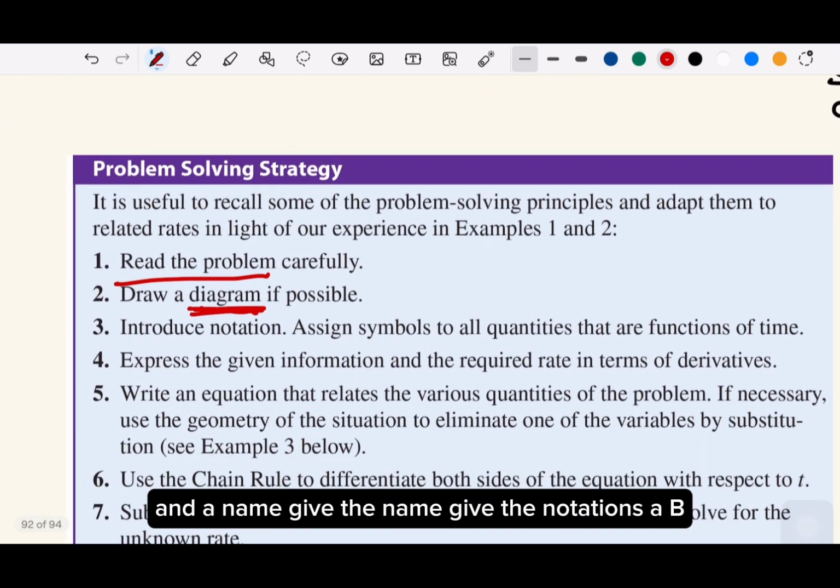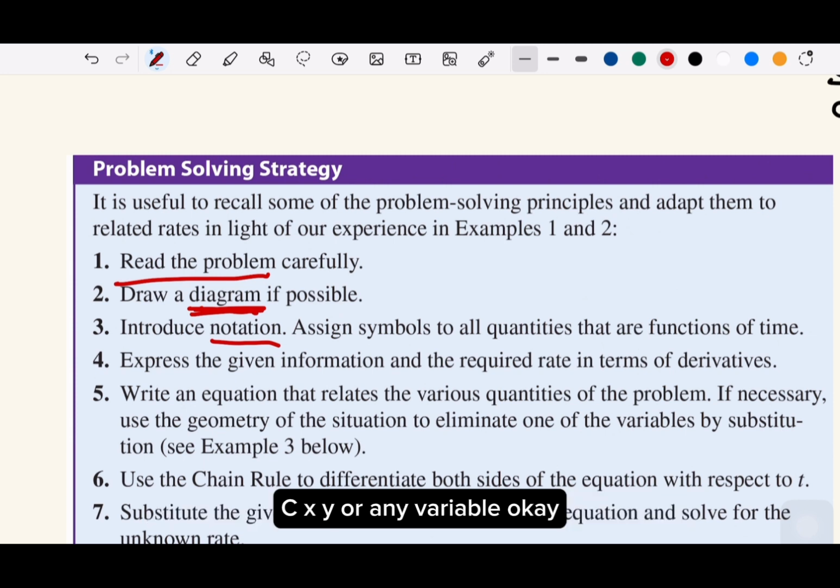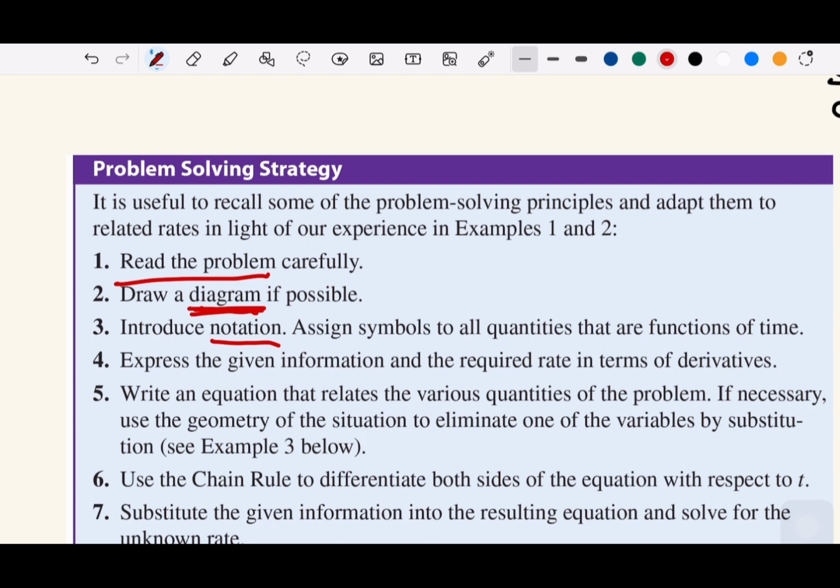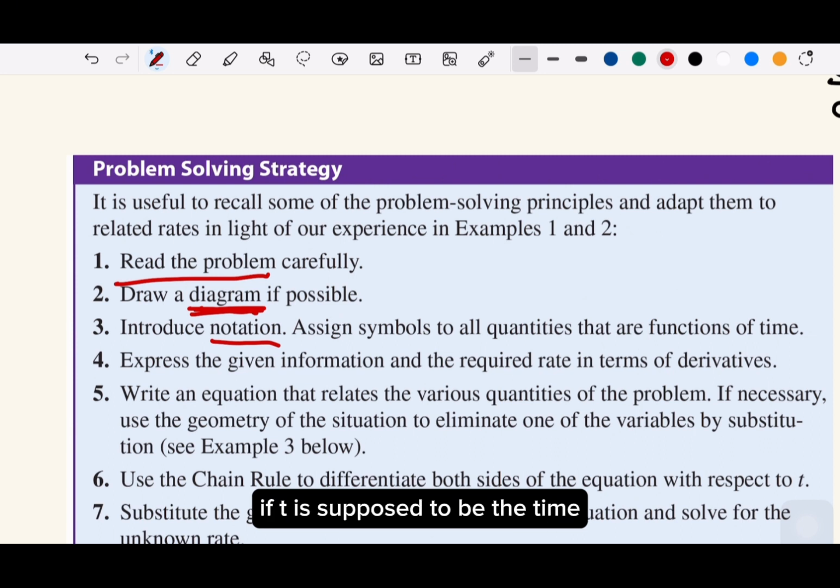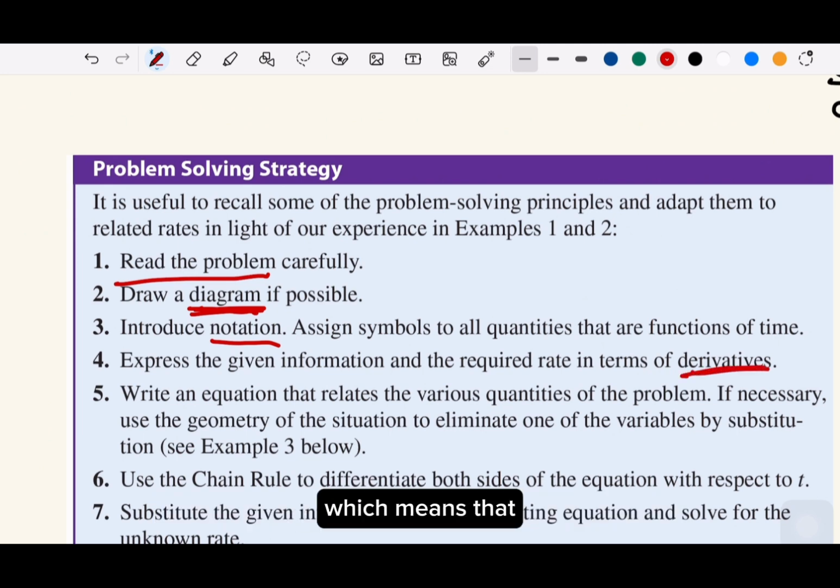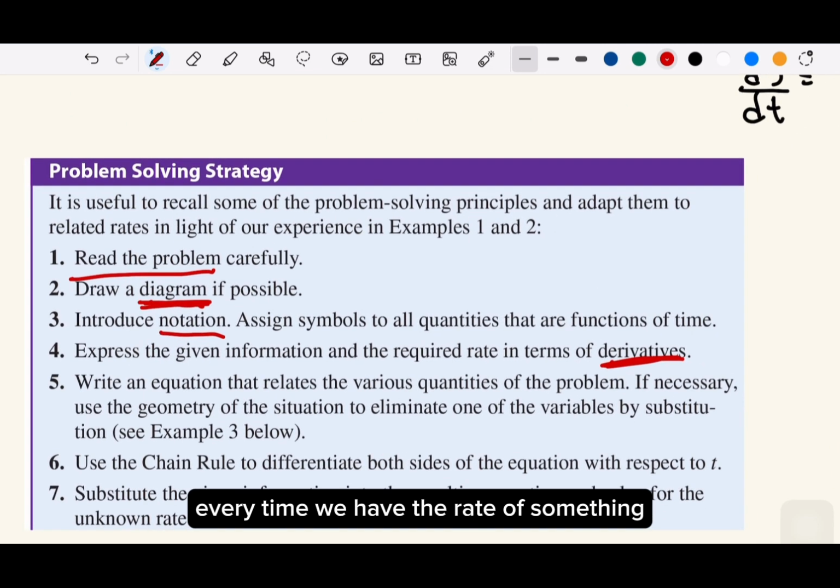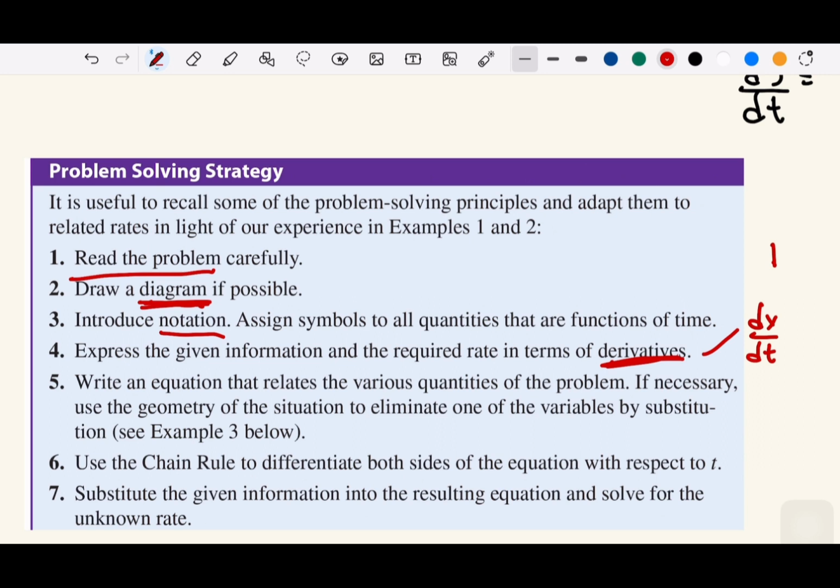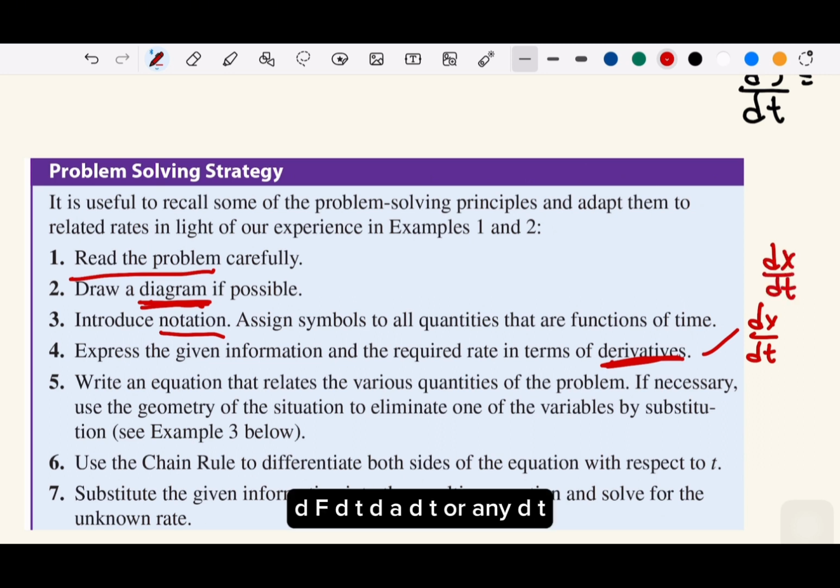And give the notations, A, B, C, X, Y, or any variable, okay? And it's supposed to be a function of time. So we introduce t. T is supposed to be the time, the rate. And then express the given information in terms of derivatives, which means that every time we have the rate of something, we write maybe dx dt, dy dt, dv dt, dA dt, or any dt. Okay. So express with t, dt, and then write the equation.